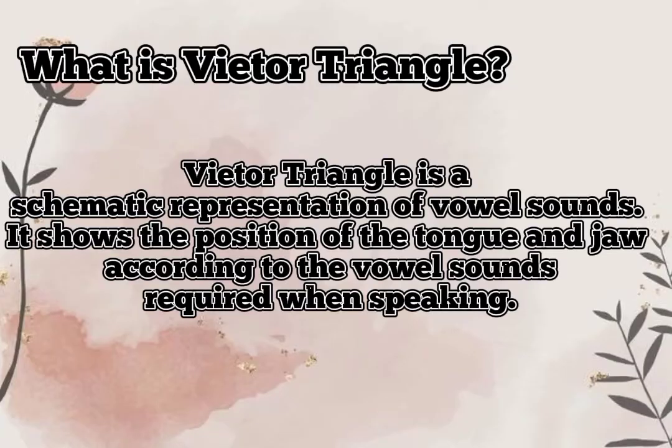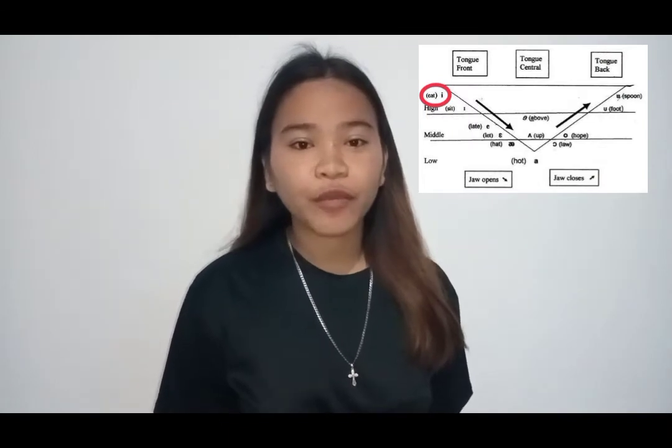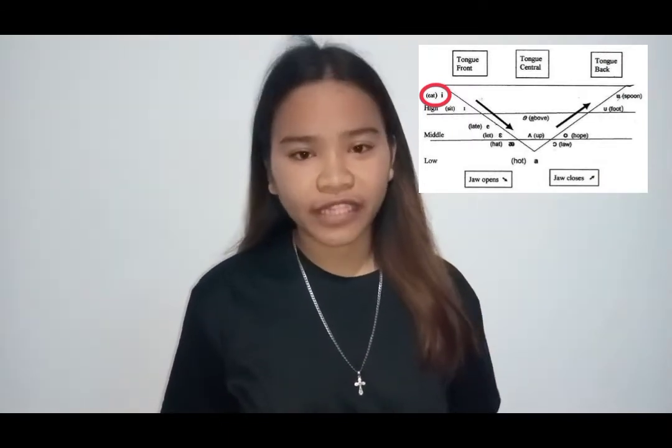That is why today I'm going to introduce the vowel or Vietor triangle. Every sound in the language has its own distinct symbol. But how are sounds articulated in the Vietor triangle? The Vietor triangle is actually divided into 3 groups of articulation based on the movements of our tongue and jaw. Now, let's move on to the proper discussion about the Vietor triangle.